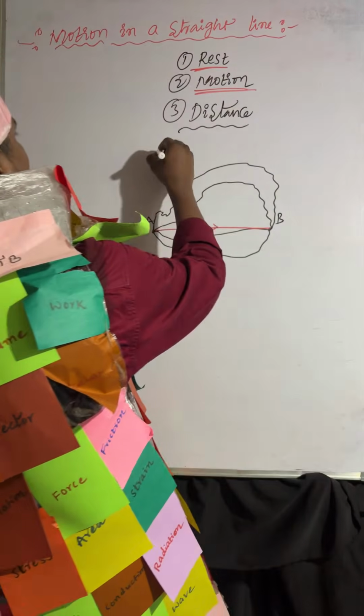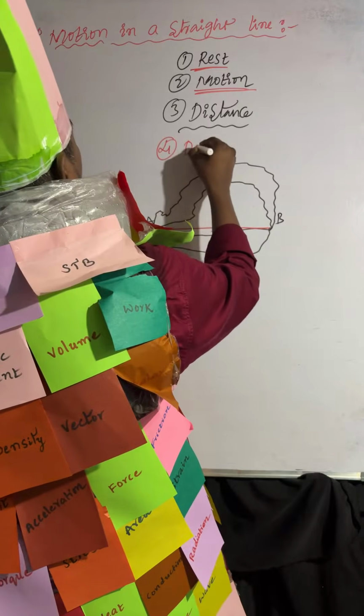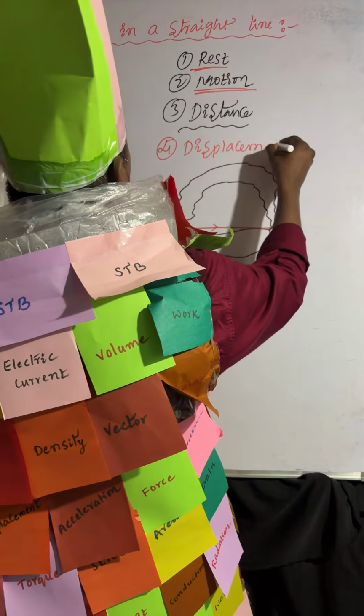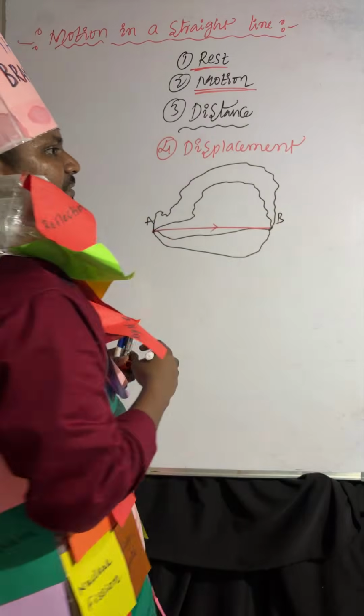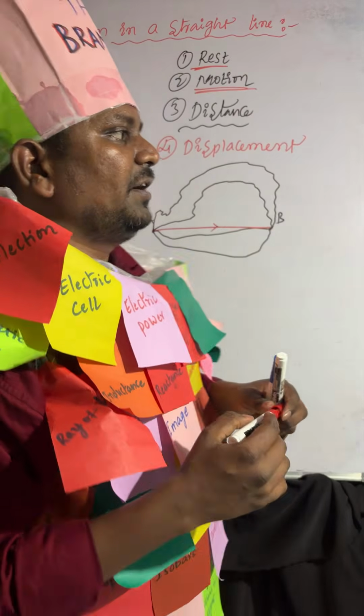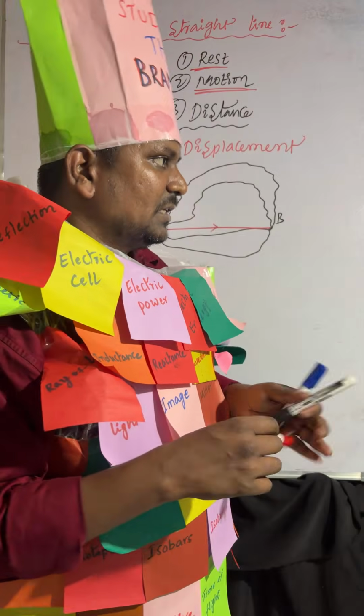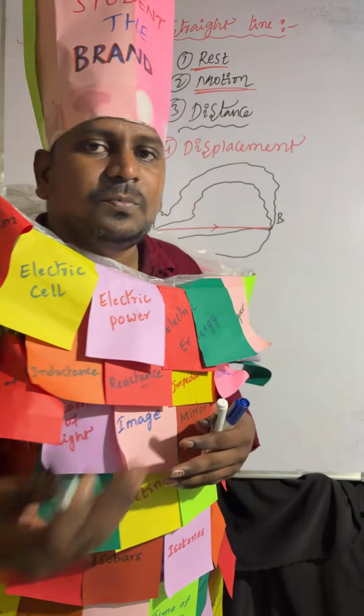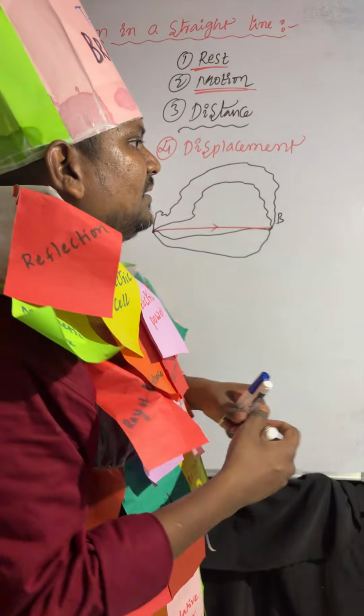So the fourth one is displacement. The shortest path from the initial point to the final point, that is, from the starting point to the ending point, from point A to point B. Like that we can take.